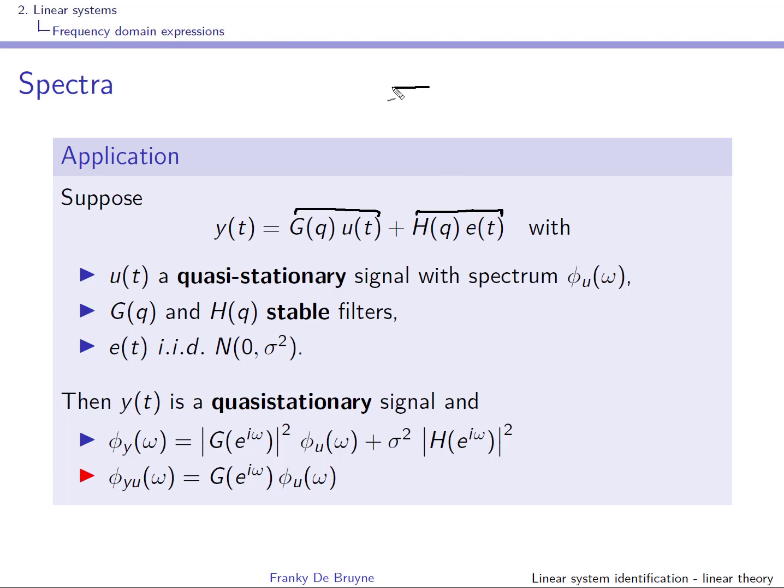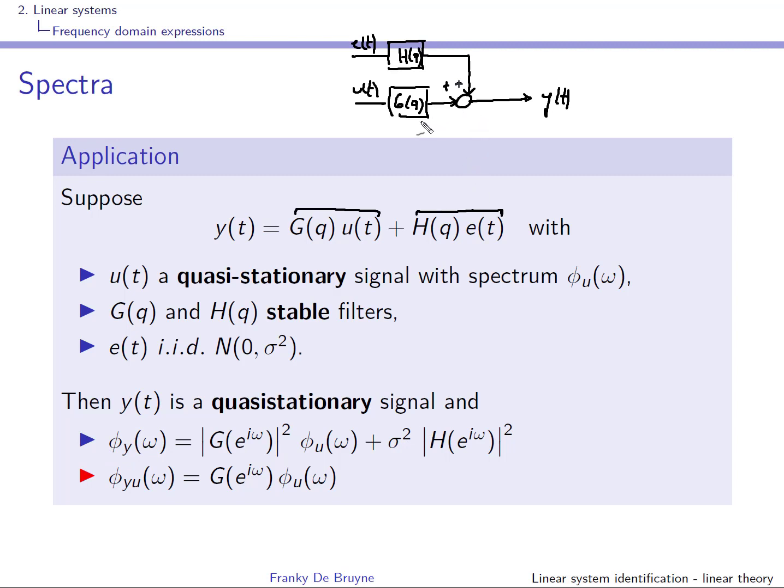So this is the situation that you have. So you have G of q over here. We'll put H of q over here, e of t, u of t, and then you have a summation over here, and what comes out is y of t. So in this situation you can write the spectrum of y as follows.